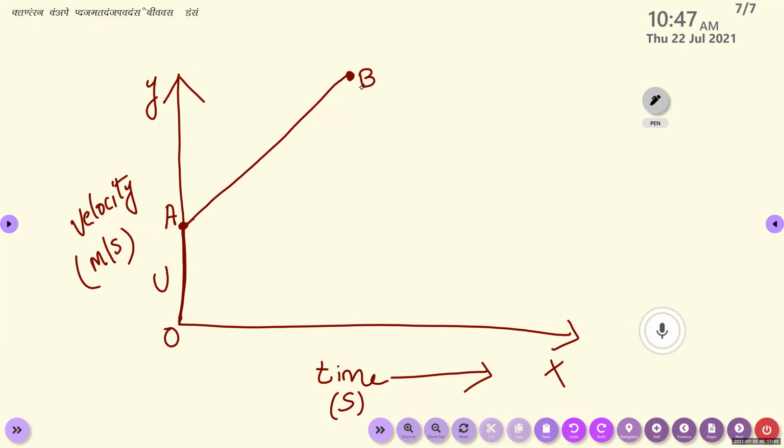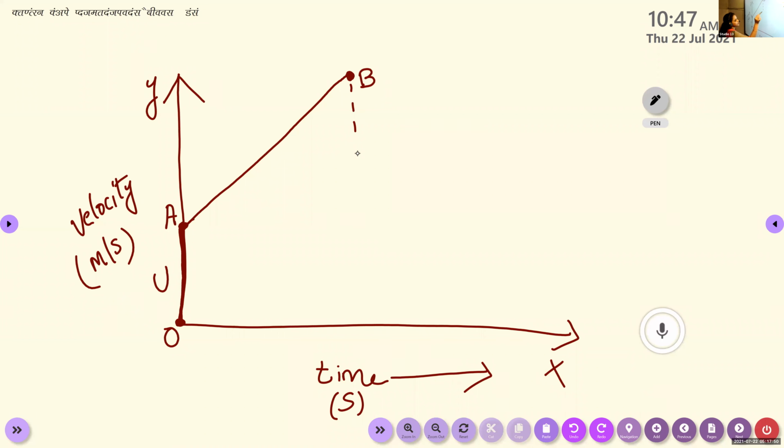Ma'am, U is at origin now? Yes, it started from the origin. We know what origin is: the point from which the object starts its journey. So from the point O to A, the velocity of the object is U, that is the initial velocity. Then from the point A, the velocity of the object increases and it reaches the point B. The velocity increases in a uniform way, so it represents a uniform acceleration. The object is moving with a uniform acceleration.